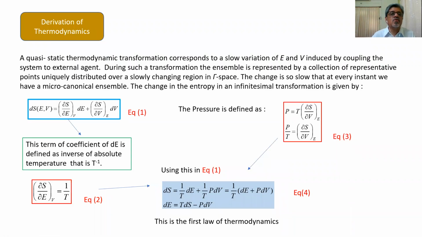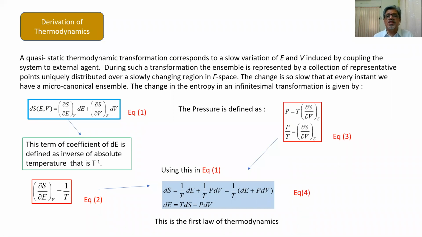So first is the derivation of thermodynamics. In the derivation of thermodynamics, a quasi-static thermodynamic transformation is considered. In a quasi-static thermodynamic transformation, there is a slow variation of E, energy, and V, volume, induced by coupling the system to an external agent.